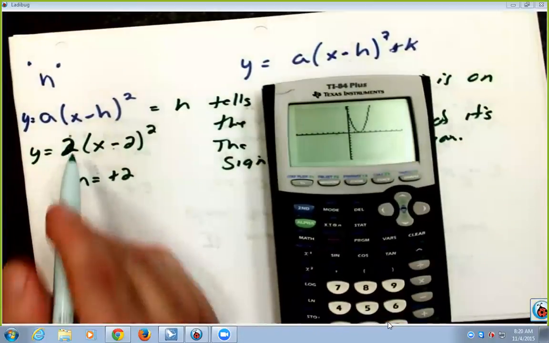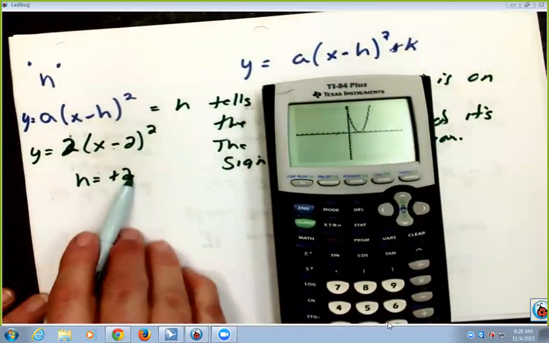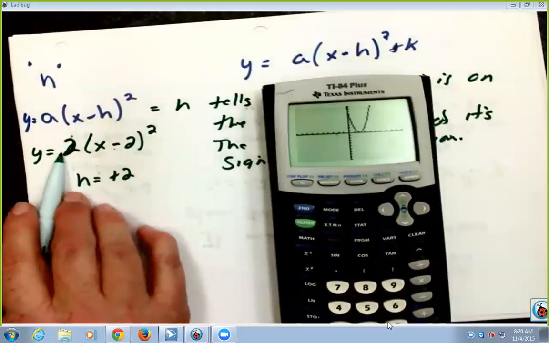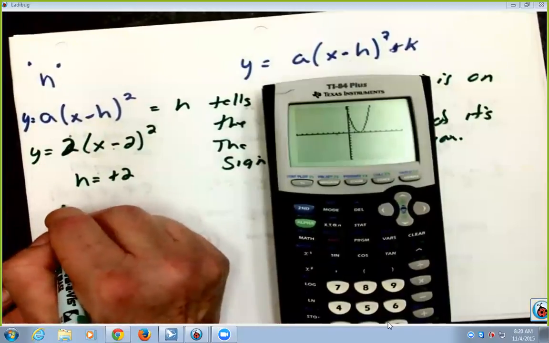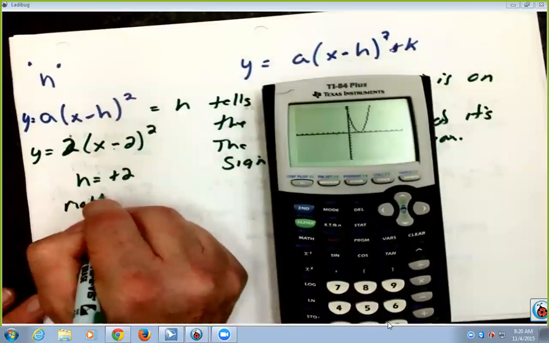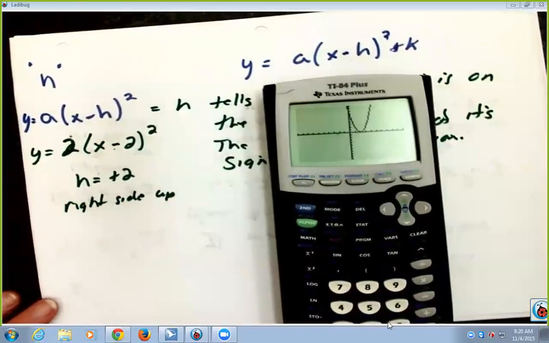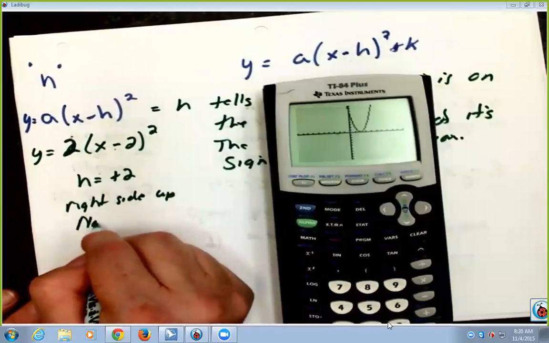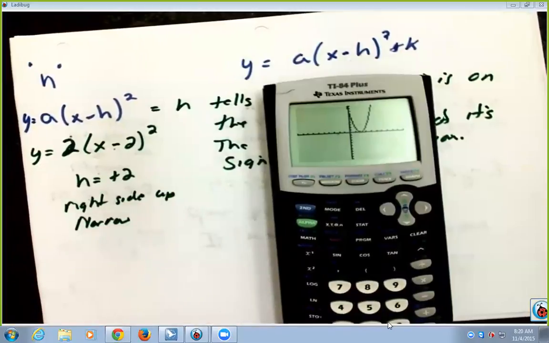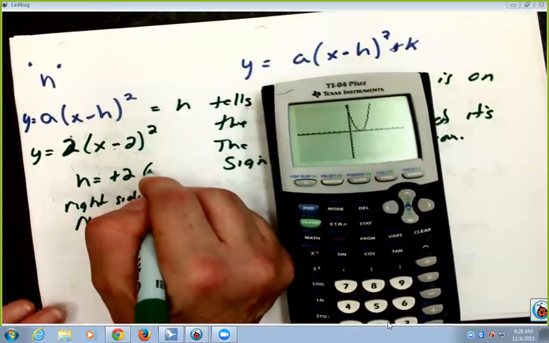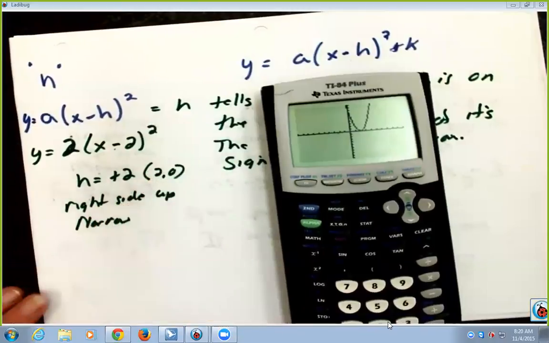So what we know about this graph is that it's moved across here, that it is right side up, and it is narrow. So that's all I can gain with this one, okay? And it is over at 2. This is actually a point of 2, 0 because it's moving it in that direction.